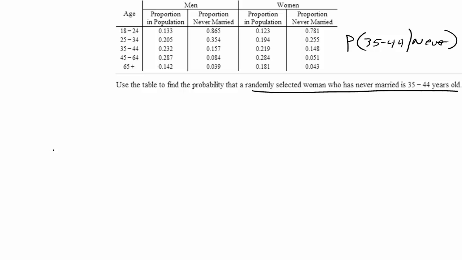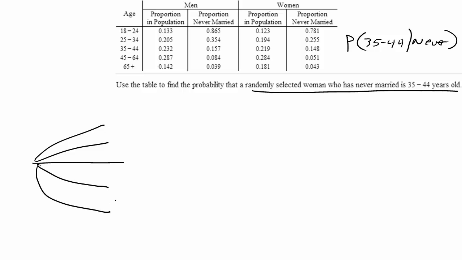So your first branches are going to be your categories. 1, 2, 3, 4, 5 of them. Category 1, 2, 3, 4, 5 branches. They don't have to be straight lines. So those are going to be each of your categories, right? Each of your ages. And then off of each of those, it's going to be, right, never been married or its complement. So you can just think of it as N for never married and then N complement. And then these are all going to be the same thing.